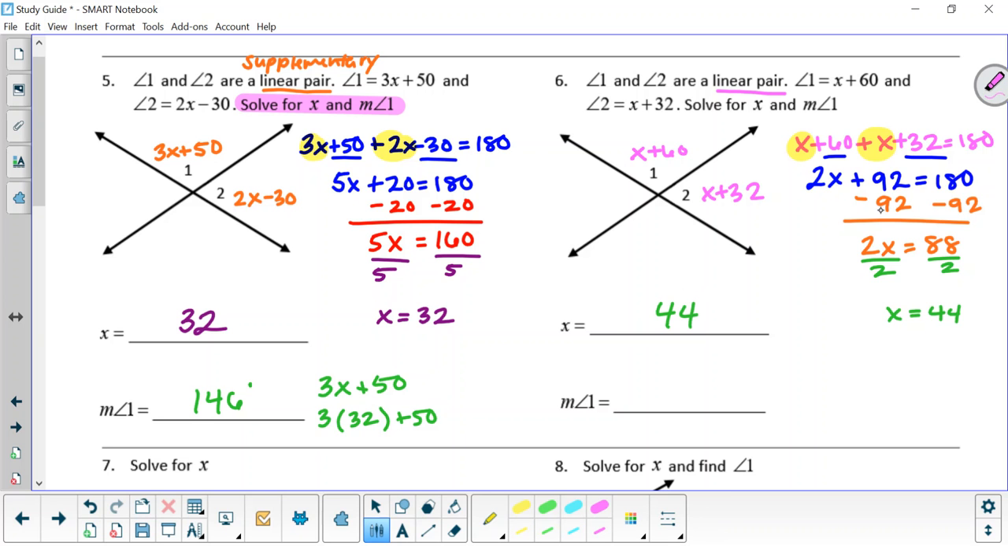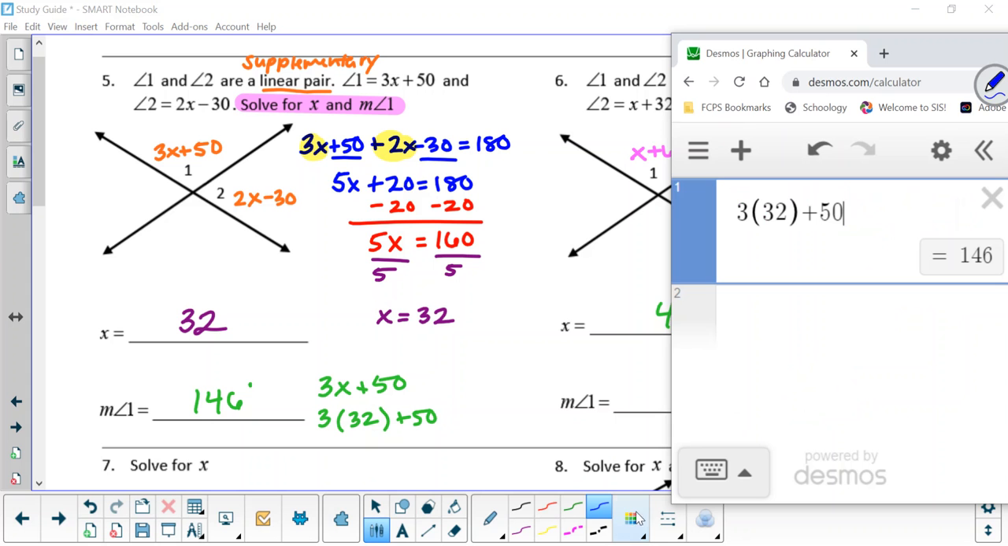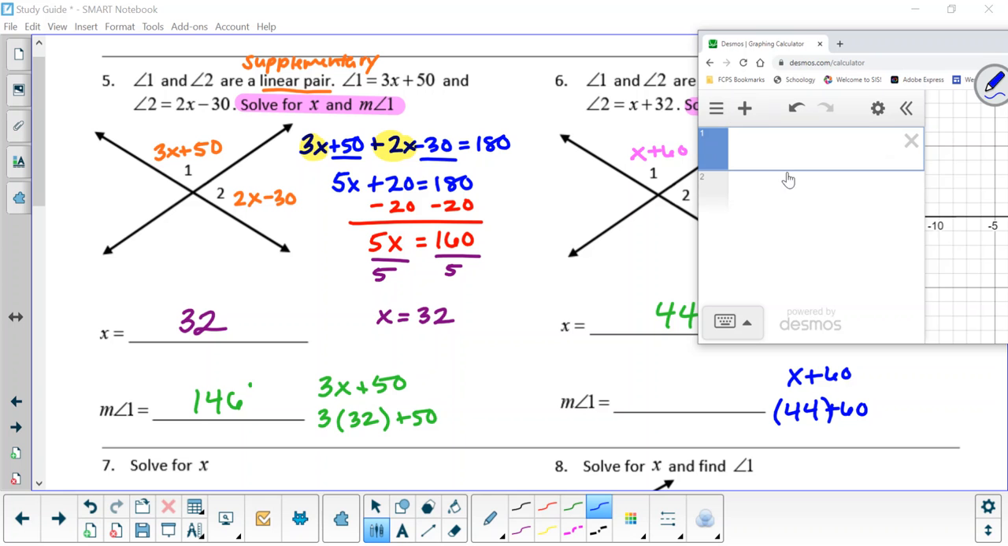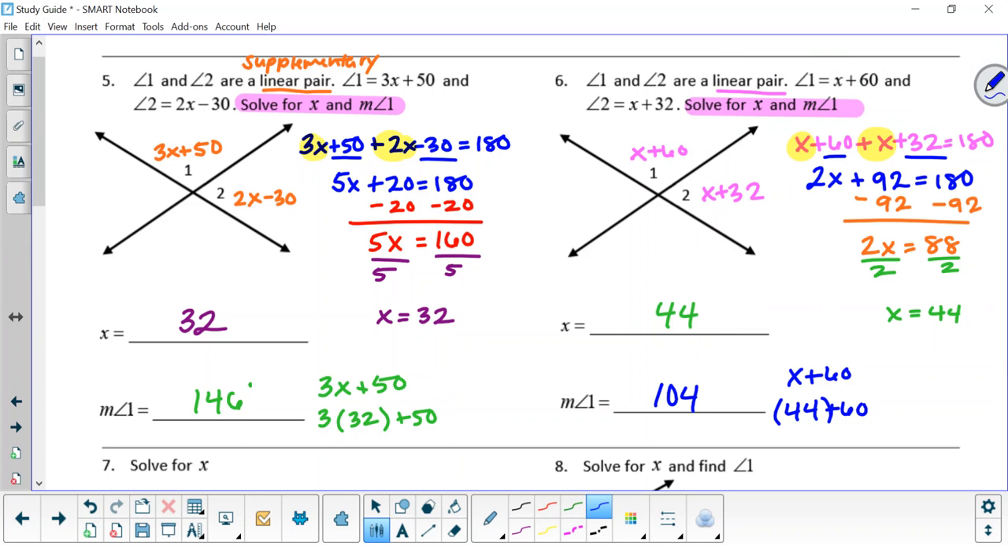Now remember, my directions also said solve for x and find angle 1. Angle 1 is x plus 60, so I'm going to replace that x with the 44 plus 60. So now, all I have to do is type it into Desmos. Was 44 plus 60. All right. That gives me 104. So angle 1 is 104 degrees.